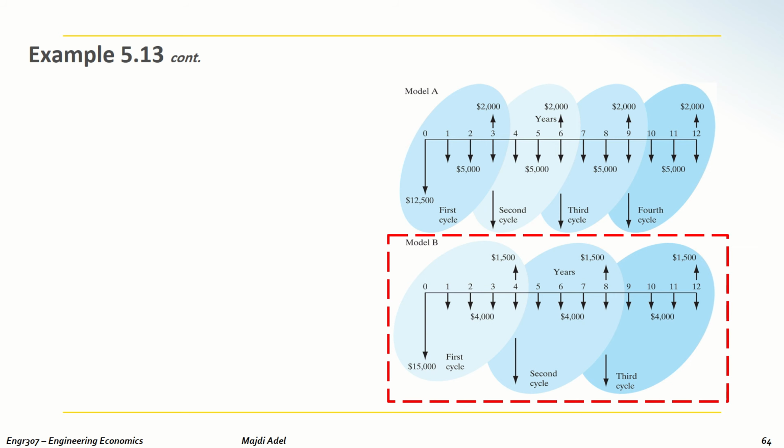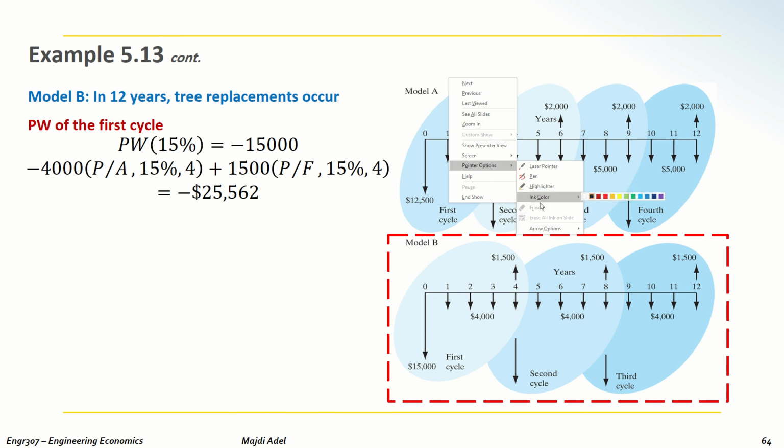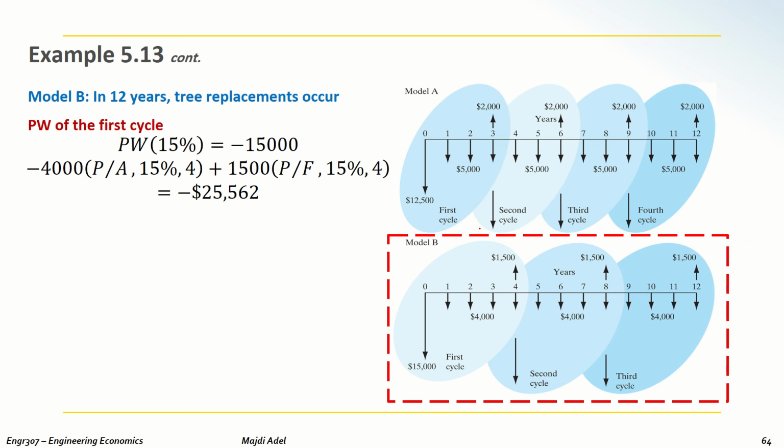For the other model, model B, we are going to do the same. We first calculate the present worth of the first cycle, which is going to be -15,000 -4,000 (P/A, 15%, 4 years) + 1,500 (P/F, 15%, 4 years). The answer is -$25,562.